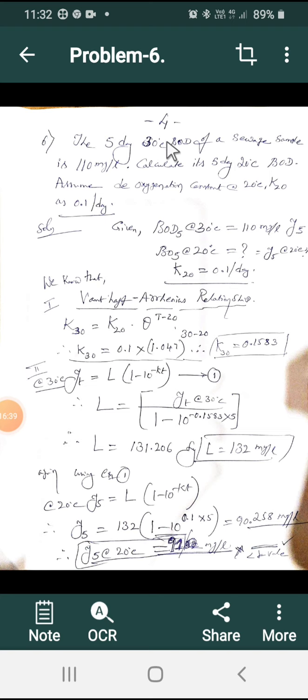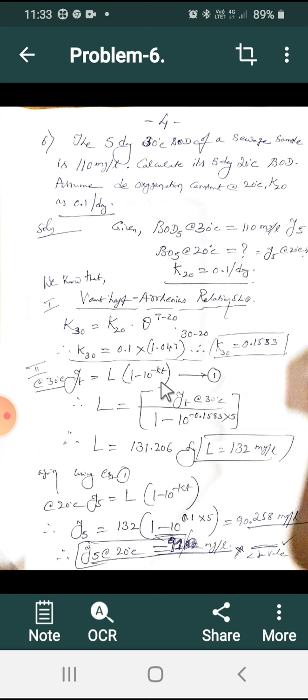Observe here, in this problem you have to determine the BOD value. The 30 degree BOD value is given as 110 milligram per liter, and the 20 degree value is not given. To determine any BOD value for 5 days, always use the general formula, from the nature of the BOD kinetic reactions. This equation is very, very important: Yt is equal to L into (1 minus 10 to the power of minus Kt).